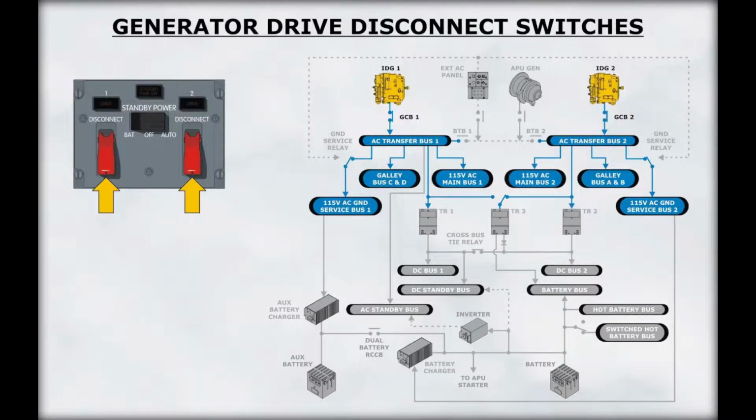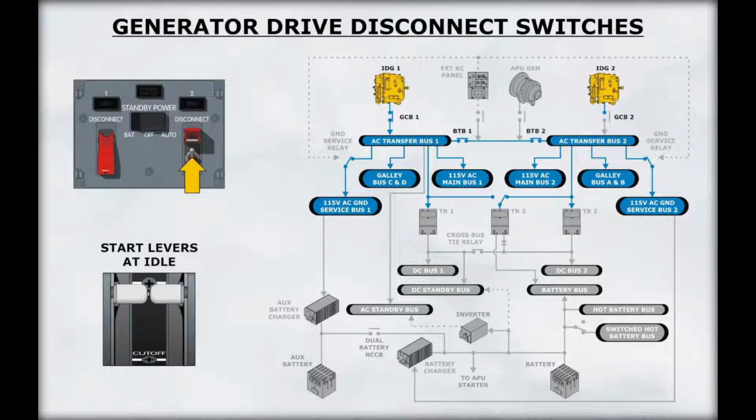The generator drive disconnect switch is used to disconnect the IDG. The red guard prevents an unintentional IDG disconnection. Positioning the switch to disconnect disconnects the IDG if electrical power is available and the associated engine start lever is in idle. Once disconnected with the switch, an IDG cannot be reconnected while in flight. A reset can only be accomplished on the ground by maintenance personnel.